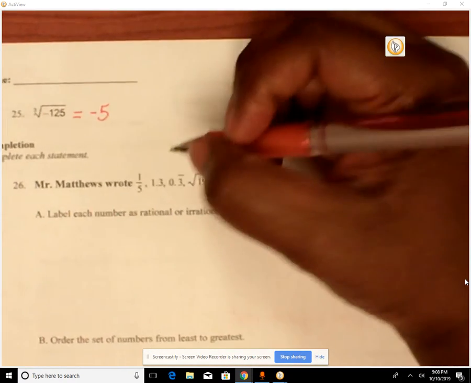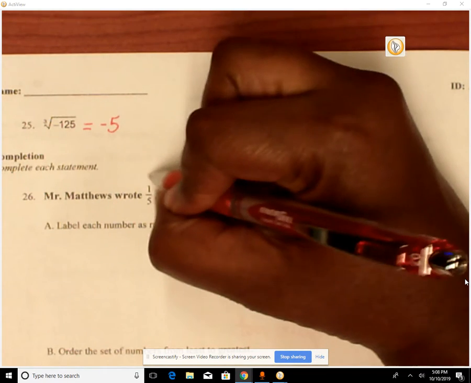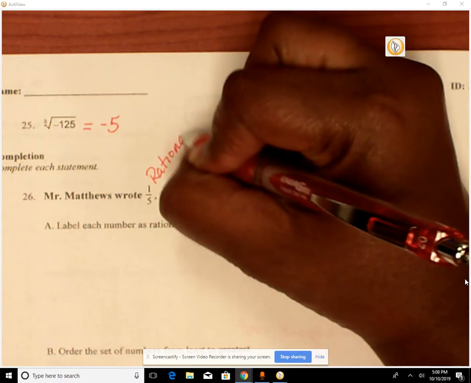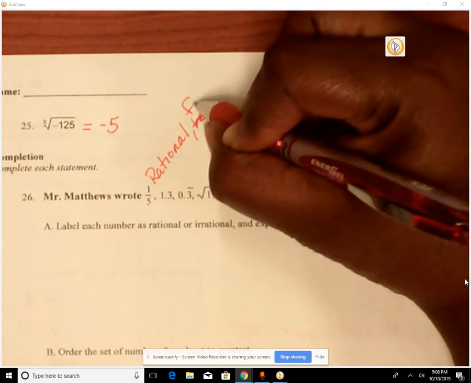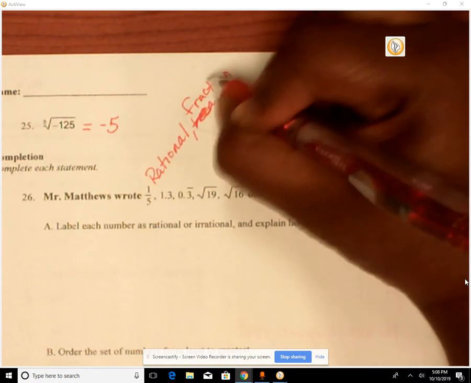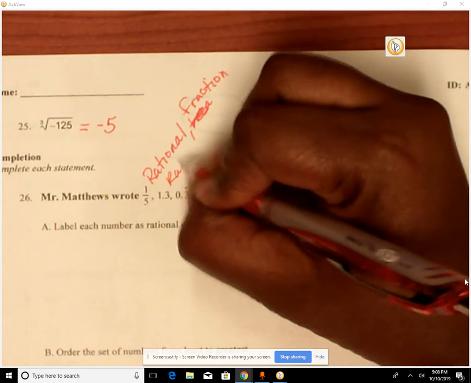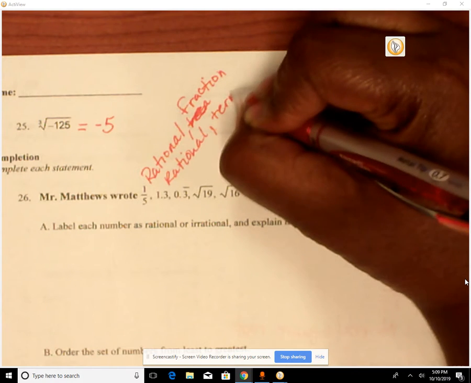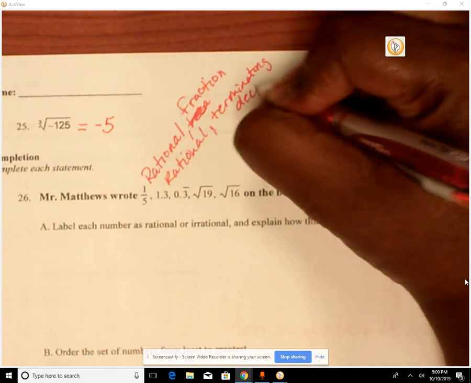All right, so I'm not going to write all these out. 1/5 is rational because it is a fraction. And you have to write that because it's a fraction. And I would advise you to write it under A. I'm just kind of writing it above. Rational because it's a terminating decimal. It's on page 6 in your interactive notebook.